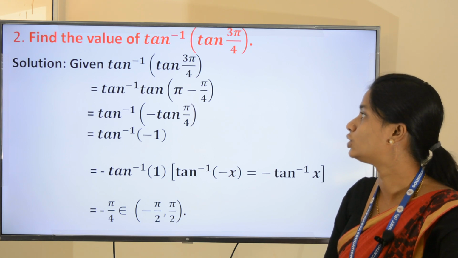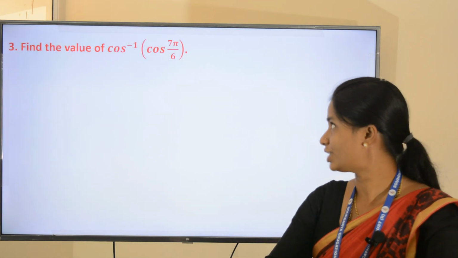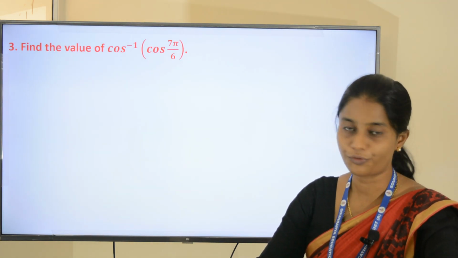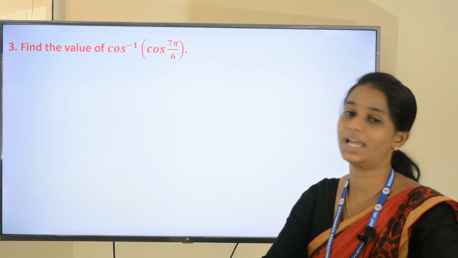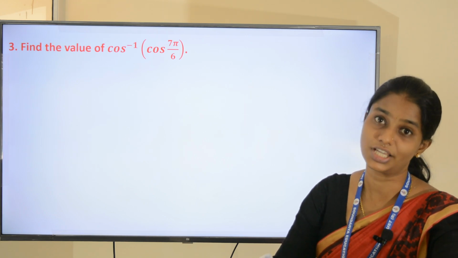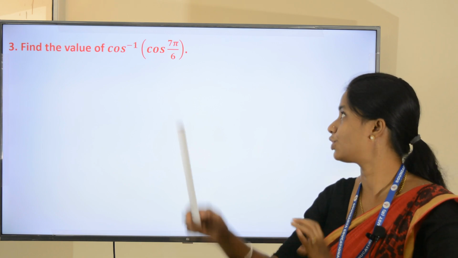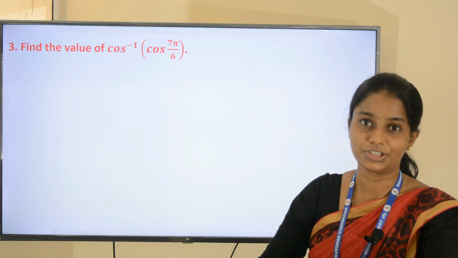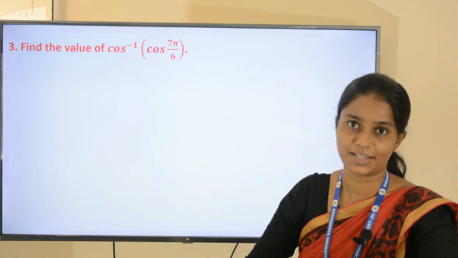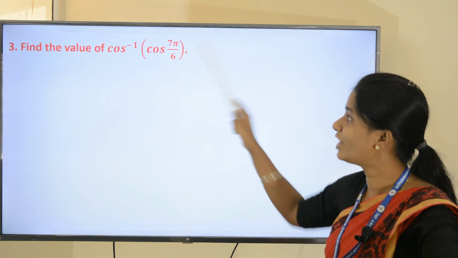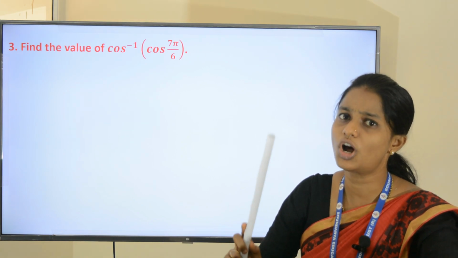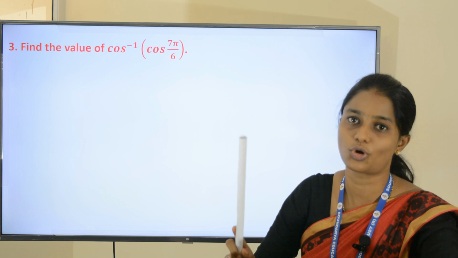Okay. Now we'll move on to the third question, students. Third question is in terms of cos inverse, that is, find the value of cos inverse of cos 7 pi by 6. Now is it possible to write the direct answer as 7 pi by 6? Please observe. Pi by 6 is 30 degree. 30 into 7 is 210 degree. Does 210 degree belong to the closed interval 0 comma pi, students? No, it does not belong to the closed interval 0 comma pi.